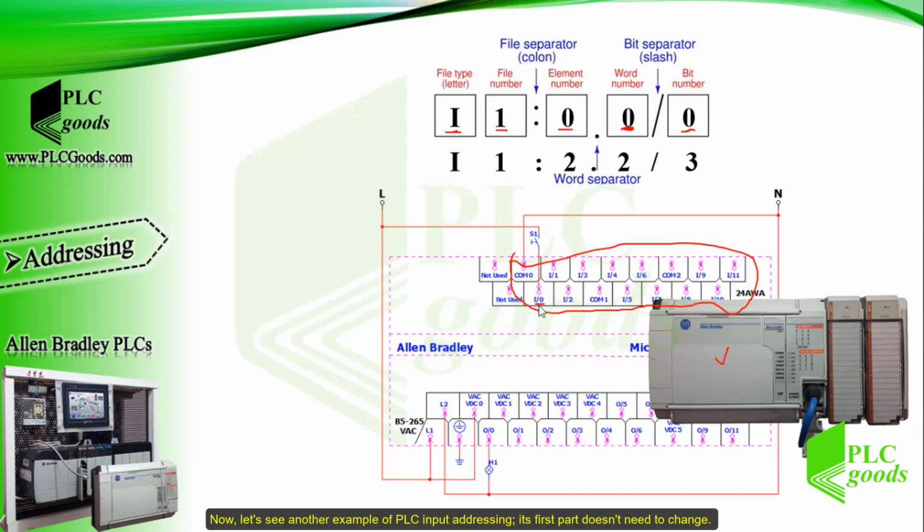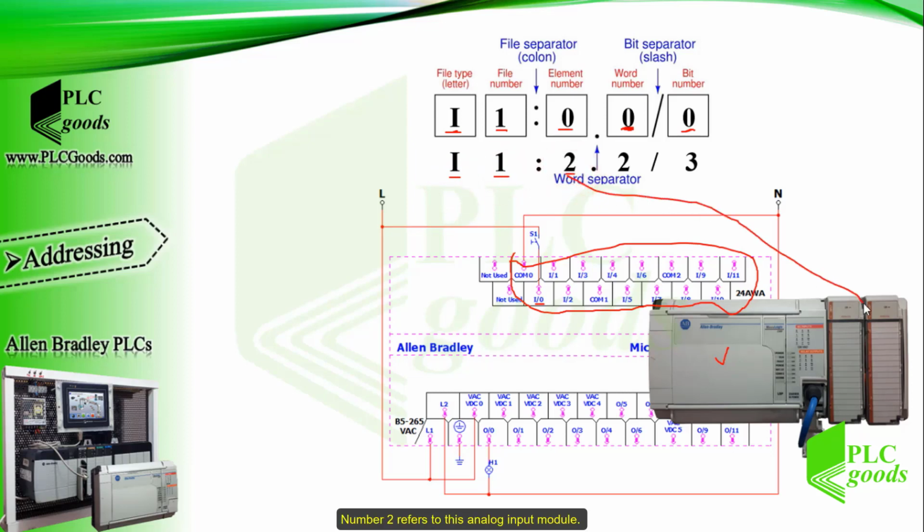Now let's see another example of PLC input addressing. Its first part doesn't need to change. Number 2 refers to this analog input module. This module supports 4 analog input channels and each channel uses a word to store its input electrical signal. Here I have referred to the third channel whose addressing number is 2.